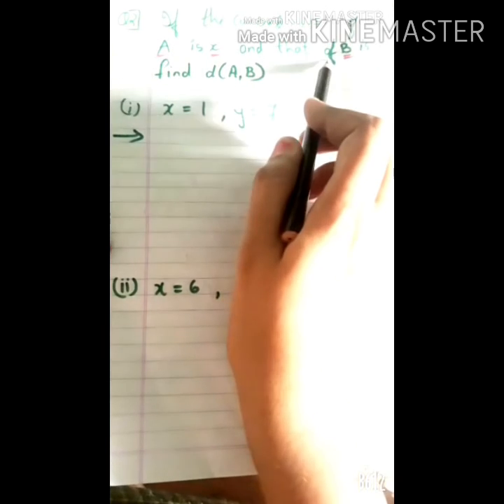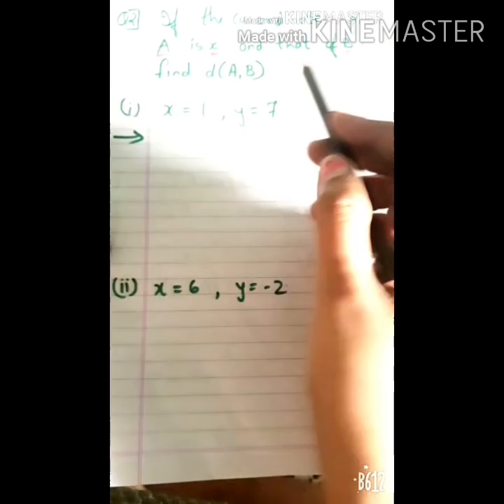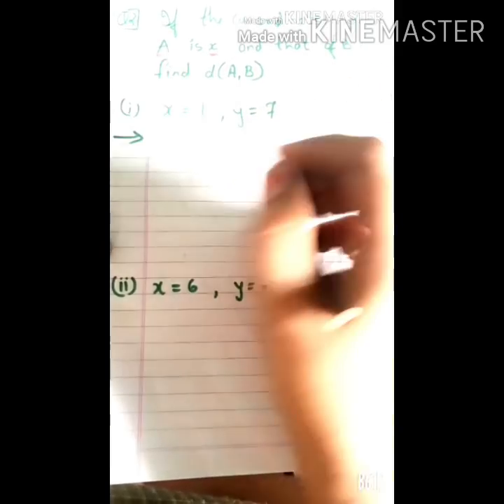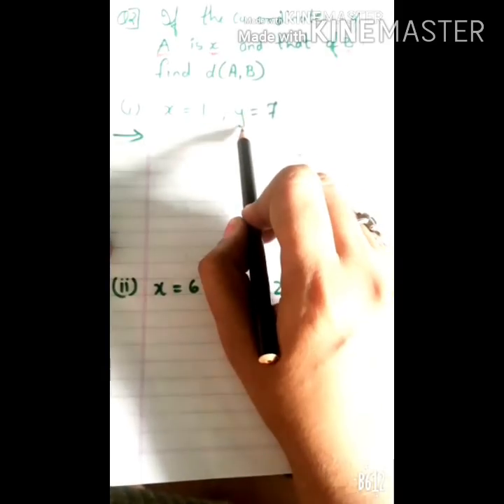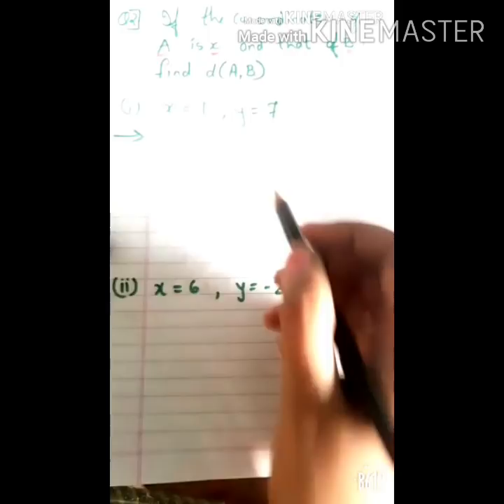Question number 2. If the coordinate of A is x and that of B is y, find the distance between the points A and B. It is the same as question number 1, but the coordinate of A is x, therefore the value is 1. The coordinate of point B is y, therefore the value is 7. Now let's begin with the sum.